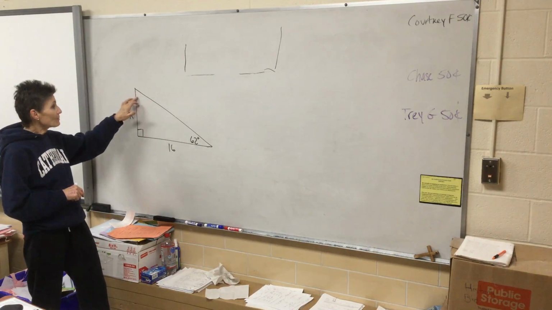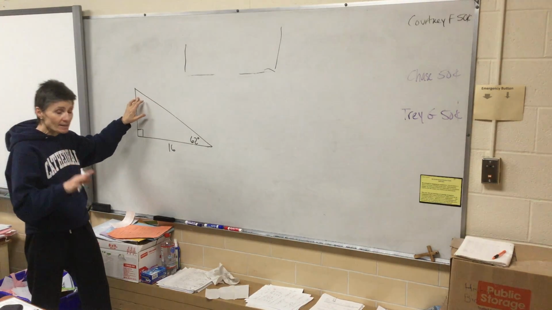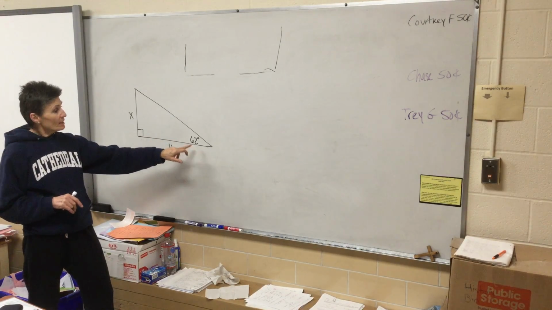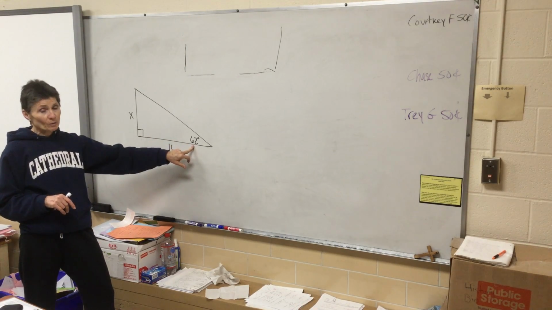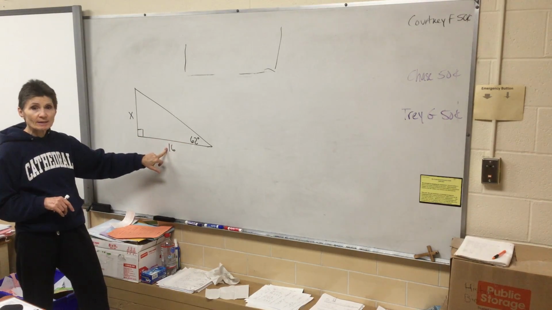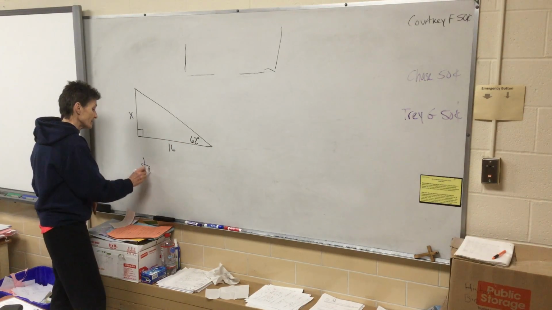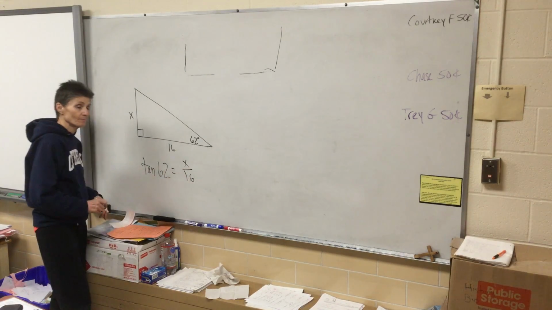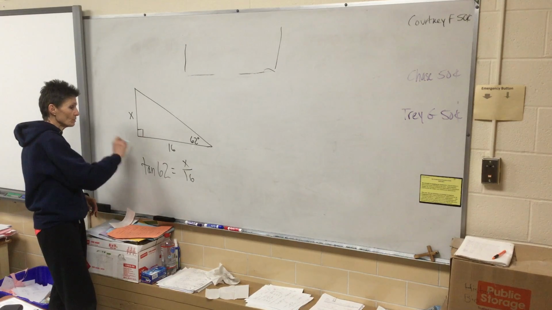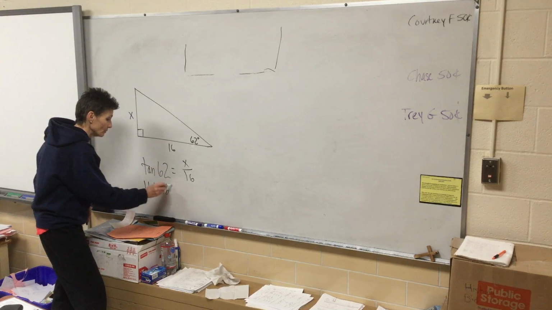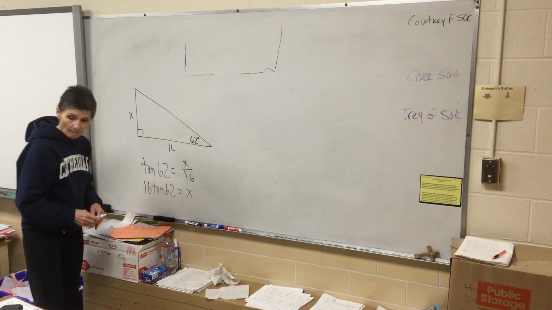Could I figure out this angle and use it? Yes. But why would I go to that extra trouble? Just use the one you got. With regard to this angle, this is opposite and this is adjacent. So the equation I'm going to write is tangent. Tan 62 equals x over 16. So 16 tan 62 equals x.